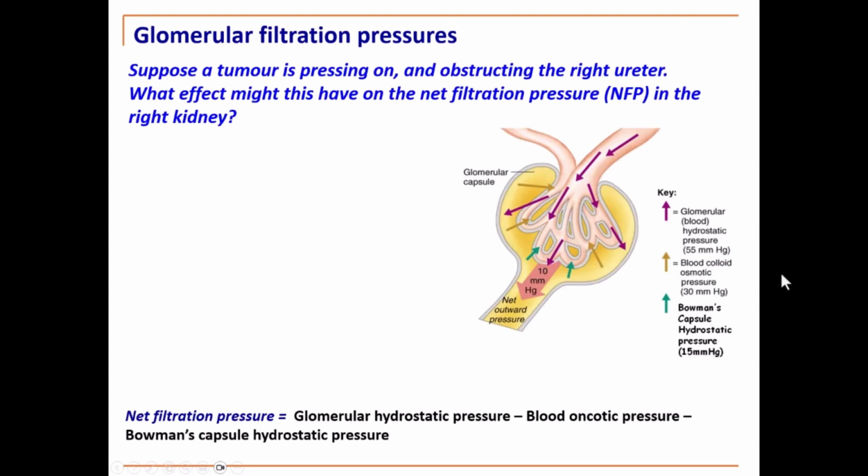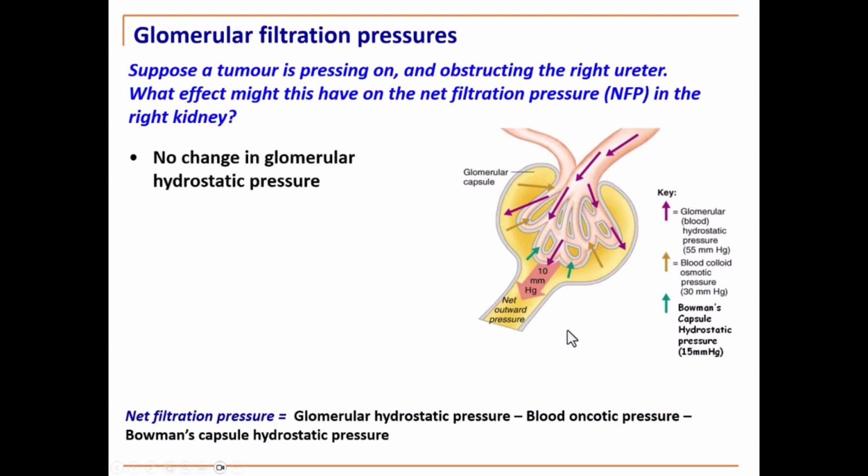So what's going to happen? Have a little bit of a think about what will happen to the net filtration pressure and therefore the GFR, or the glomerular filtration rate, better way of putting it. Okay, so hopefully you've had a little bit of a think about this. So we have got a tumour, and it's pressing further down the pathway of the right kidney. So you've got a right ureter obstruction.